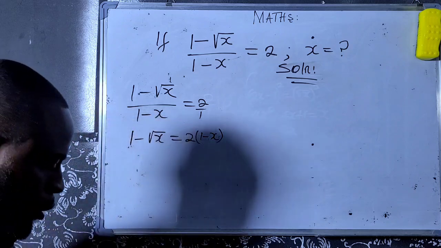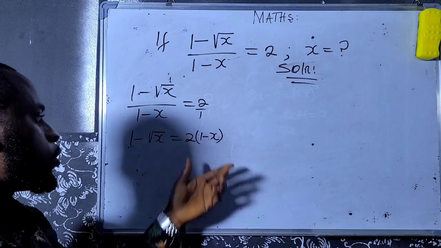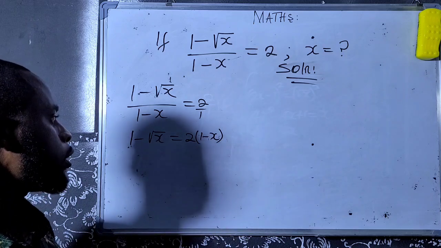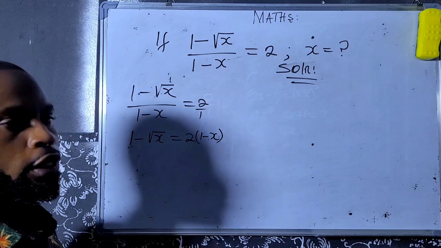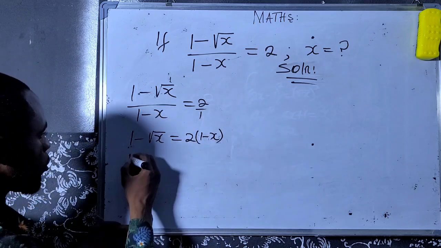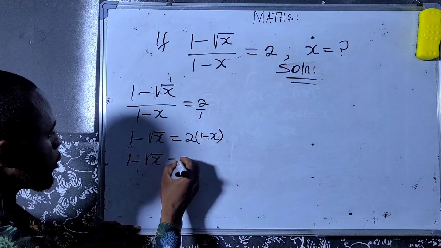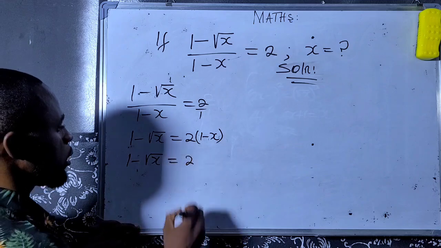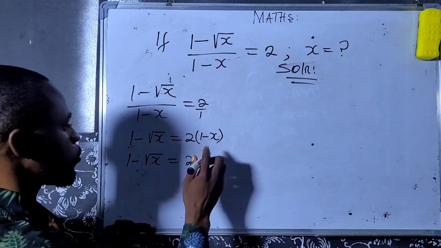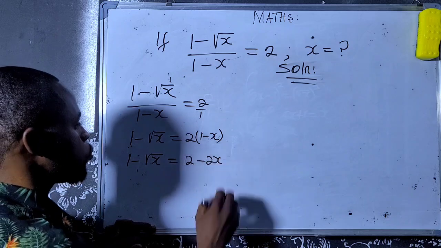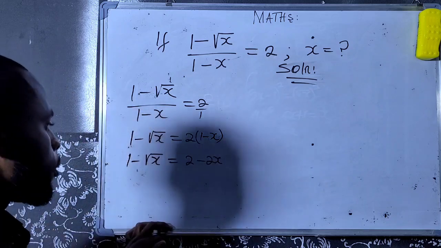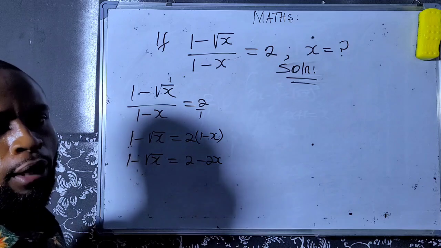Then the next step to be considered here is for us to clear these brackets by multiplying each term inside the bracket by 2. In that case, the equation becomes 1 minus root x equals 2 times 1. That gives us 2. Then 2 times minus x gives us minus 2x. Then the next step to be considered now is collection of like terms.